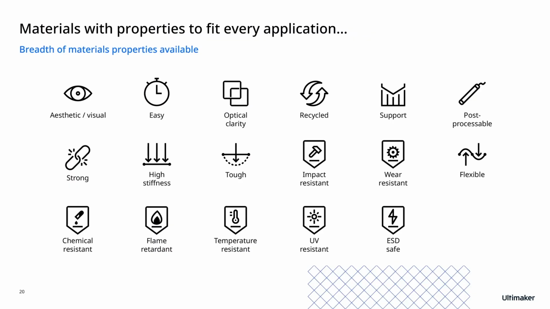Next important component of the marketplace is the materials section. With an open material system, the Ultimaker Marketplace unlocks materials with a wide range of properties to fit any application. Whatever your material requirement is for the application you seek, Ultimaker helps you to unlock and enable the right material for it.